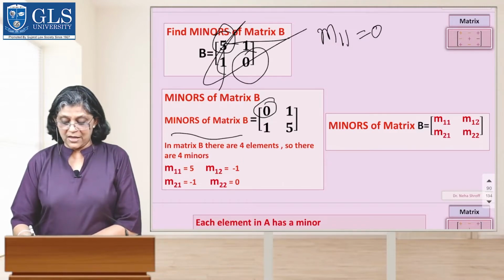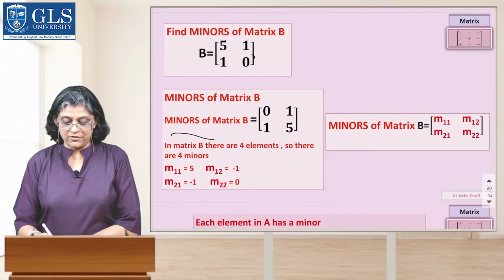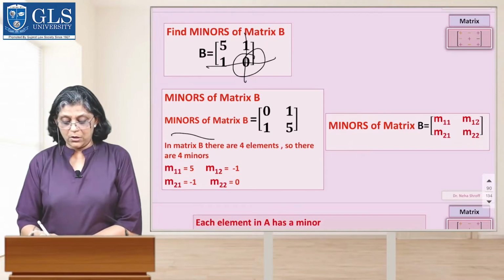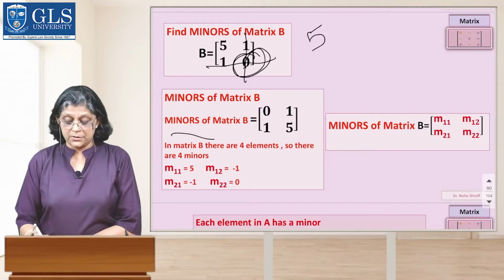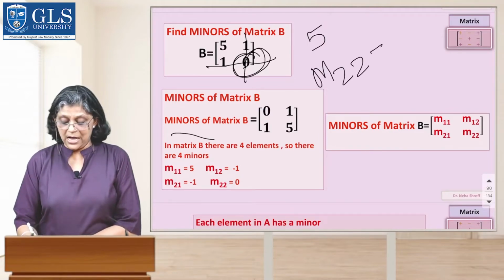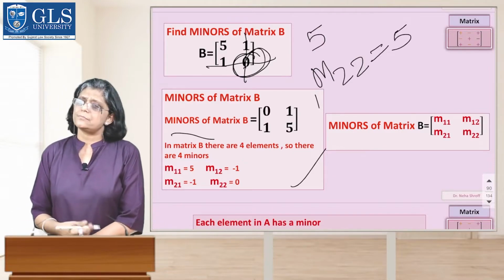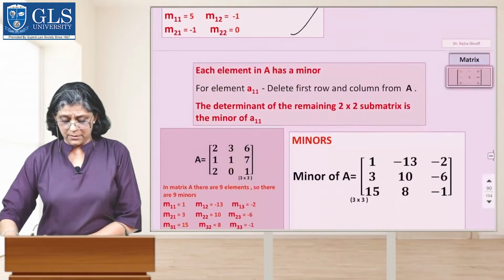Let me try with another value. Which value do you want? You want the minor of this number? Okay. Delete that row, that column. You are left with what? 5. The position of this was 2 2, but since we are finding the minor, we will write M in front, and the answer is 5. Put it down in this matrix. You get it, it is a small sum. They can ask it for 2 marks, or even 1 mark many times.